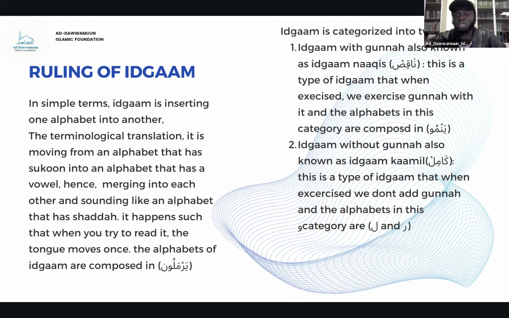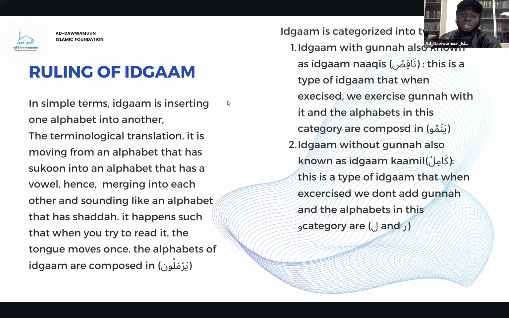Idgham with ghunna, idgham bi ghunna, also known as idgham naqis. This is a type of idgham that when exercised, we exercise ghunna. And as I explained in earlier classes, ghunna is the extra nasal sound coming out of your nose. We exercise ghunna with it, and the alphabet in this category are composed in the word Yanmu.